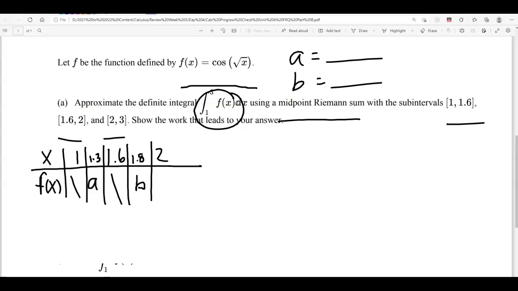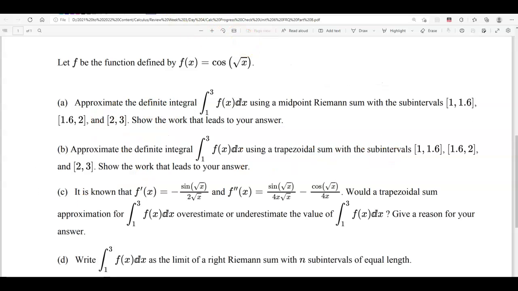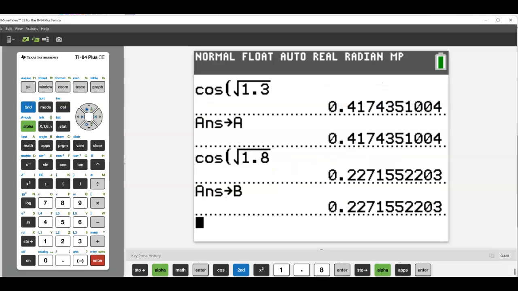All right, now we want to find the midpoint sum. So the way you do that is you find the length of your bases, which is the distance from here to here, which is about 0.6, and the distance from here to here, which is about 0.4. And what you're going to do is you can do base times height, and you get 0.6 times A plus 0.4 times B, and that will give us our estimated value of the integral. So let's go back to our calculator and do those things now.